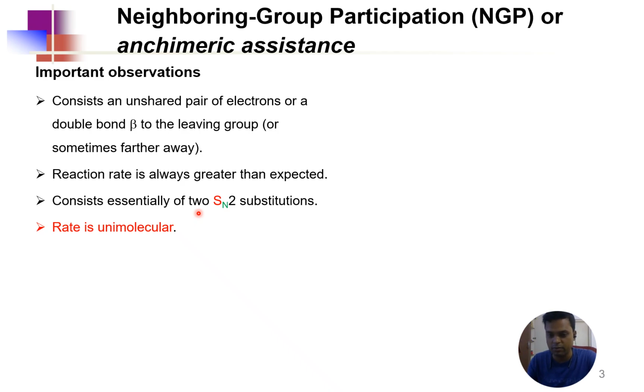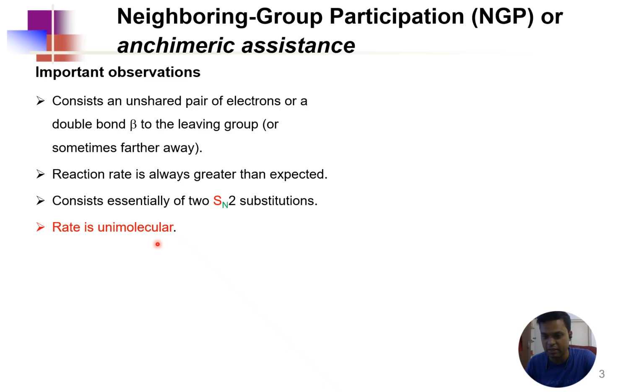I will show you the mechanism one by one, that it will be very useful. And the rate is unimolecular. That is very much important. You understand how it is unimolecular. And in this case there will always be a retention of chirality.